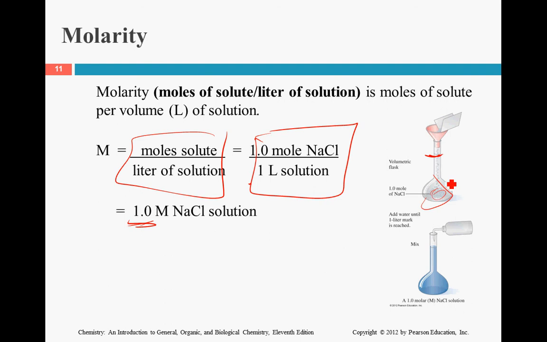They put a mole of sodium chloride, and you can figure out how much to put in by getting the molar mass. And that'll tell you how many grams to put in here. And then you're going to fill it up with water and mix it. Fill it up to that mark and mix it. And you will have a perfect 1 molar solution.